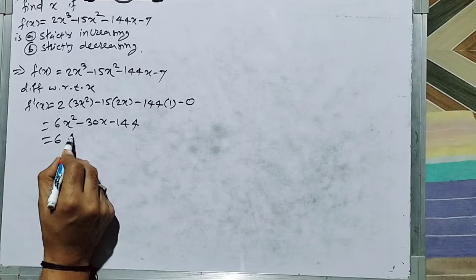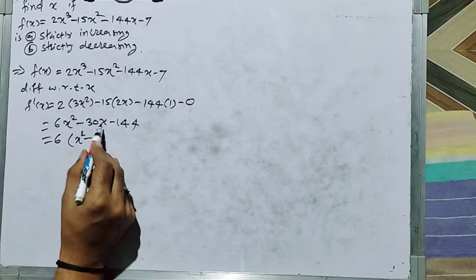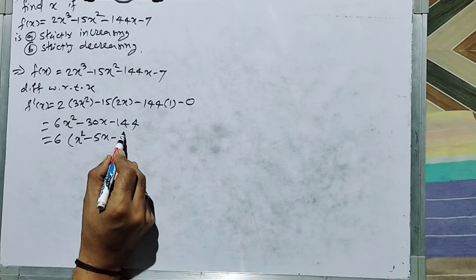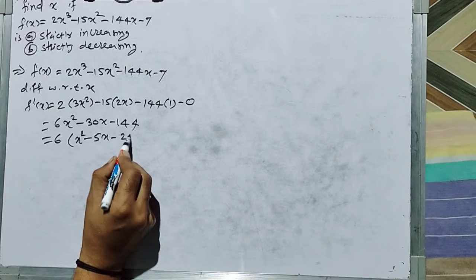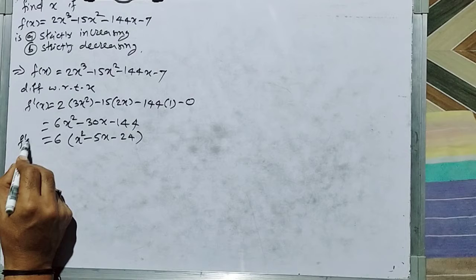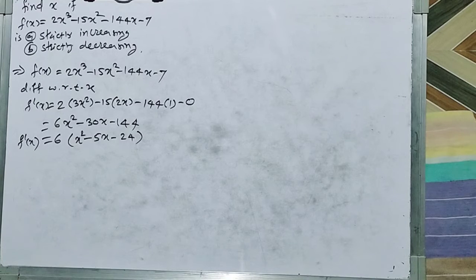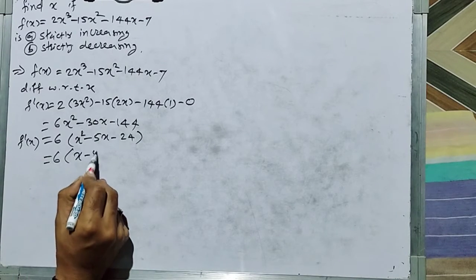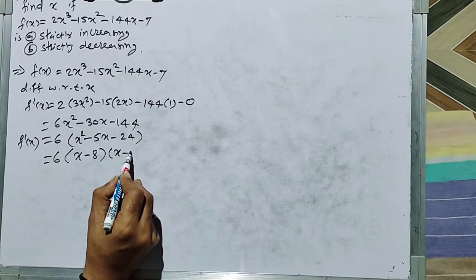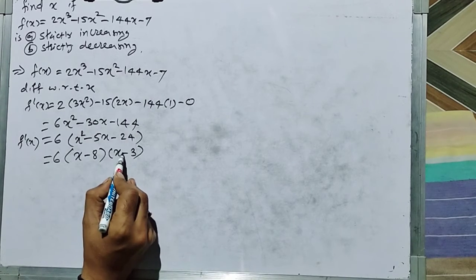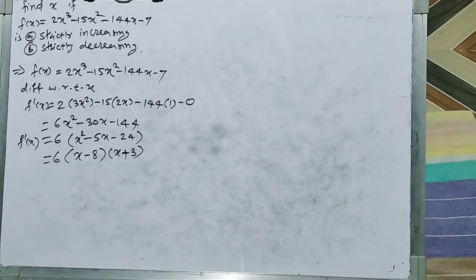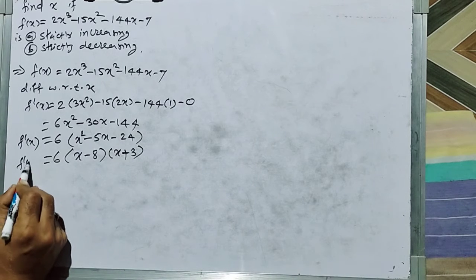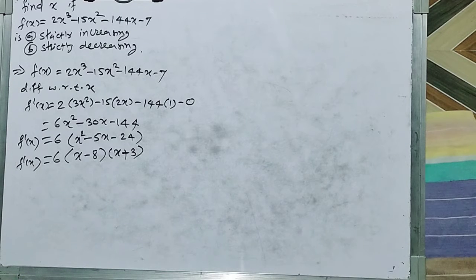So we take 6 common, it means x square minus 5x minus 24. So here f dash of x is equal to 6 into x square minus 5x minus 24. So here 8 3s are 24. So factors are x minus 8, x plus 3. So f dash of x is equal to 6 into x minus 8, x plus 3.